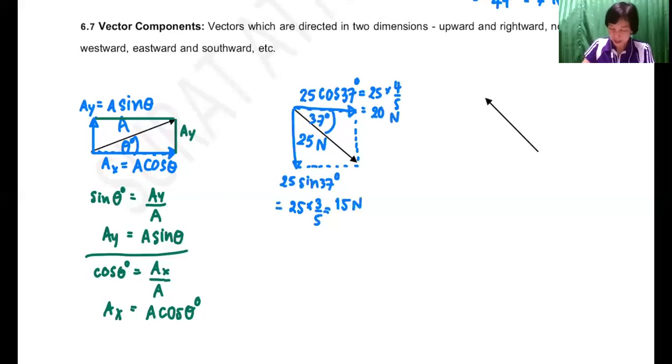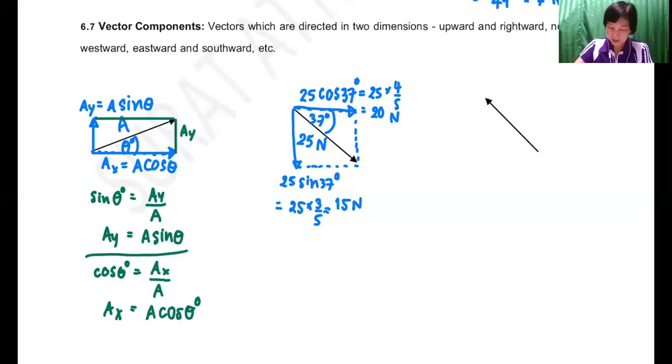It means that the x component of this vector equals 20 Newton, its magnitude is 20 Newton, and the downward component has a magnitude of 15 Newton.